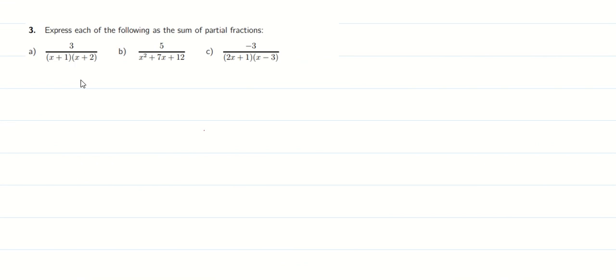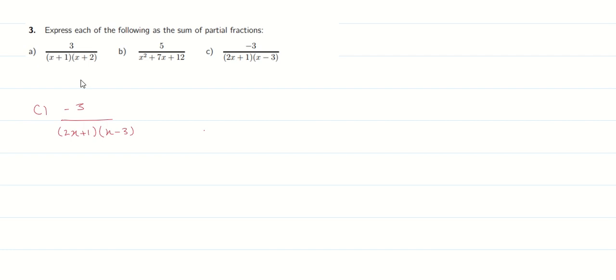On this question, again, we are dealing with rational expressions and we want to break them into partial fractions. We're going to solve C as an example and the rest can be solved at your own convenience. On C, we have minus 3 over 2x plus 1, x minus 3.